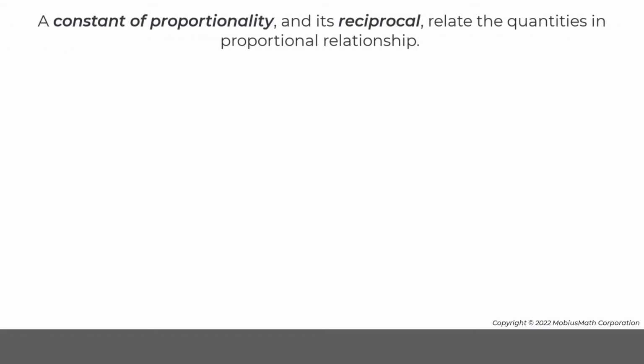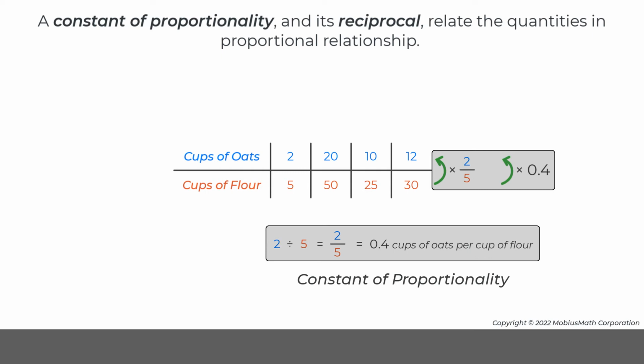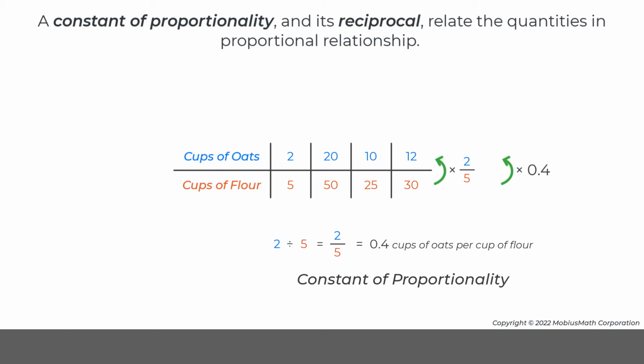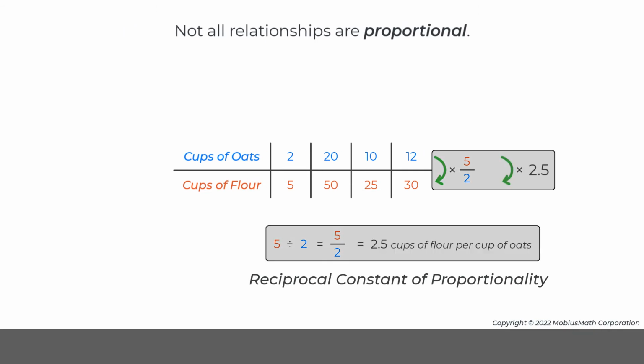A constant of proportionality and its reciprocal relate the quantities in a proportional relationship. For the ratio of 2 cups of oats for every 5 cups of flour, the constant of proportionality is found by dividing 2 by 5 to get 2/5 or 0.4 cups of oats per cup of flour. The reciprocal constant of proportionality is found by reversing the order of division to get 5/2 or 2.5 cups of flour per cup of oats. Notice that a constant of proportionality can be used to generate other equivalent ratios that satisfy this proportional relationship.